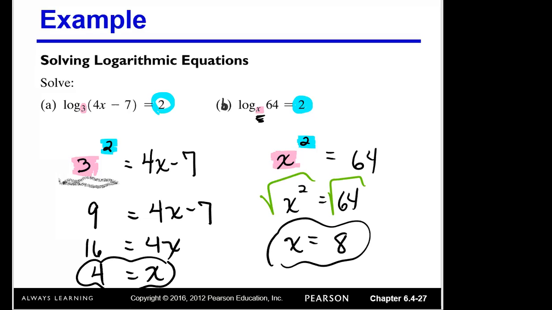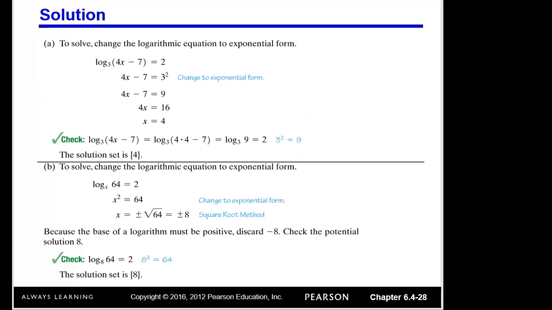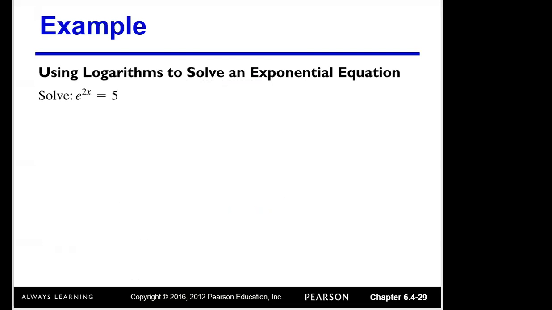And then the next slide in the PowerPoint just shows their steps, which look pretty much just like mine, except they put the 4x minus 7 on the left and the 3 squared on the right, but it really doesn't matter what side they go on. And then down here, you can see they put plus or minus 8, but it says, because the base of a logarithm must be positive, you discard the negative 8, all right? All right, what's next?